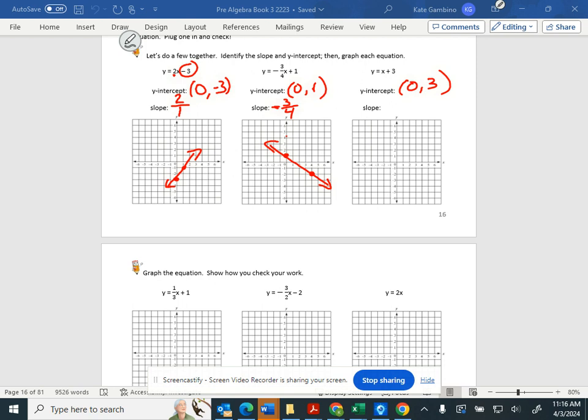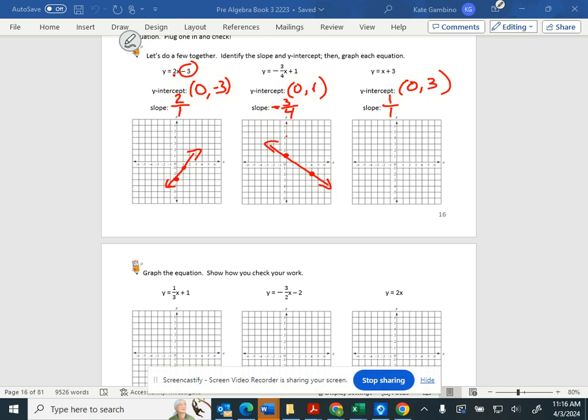What do you think, Dominic? 1 over 1. Because 1 divided by 1 is 1. 1 times x is x. So if there's no number there, we know it's a 1. And to put it in that slope form, we have to do 1 over 1.